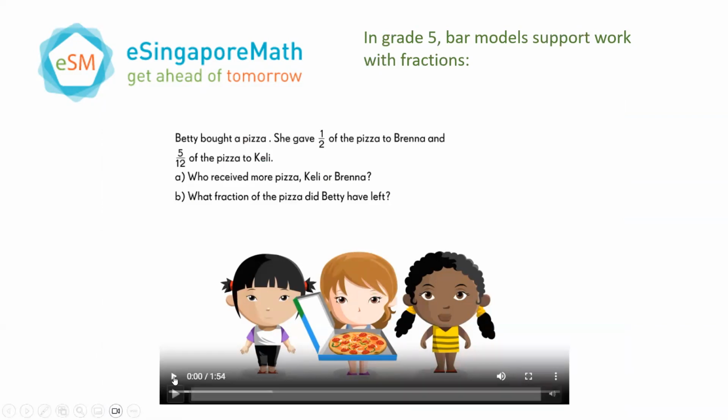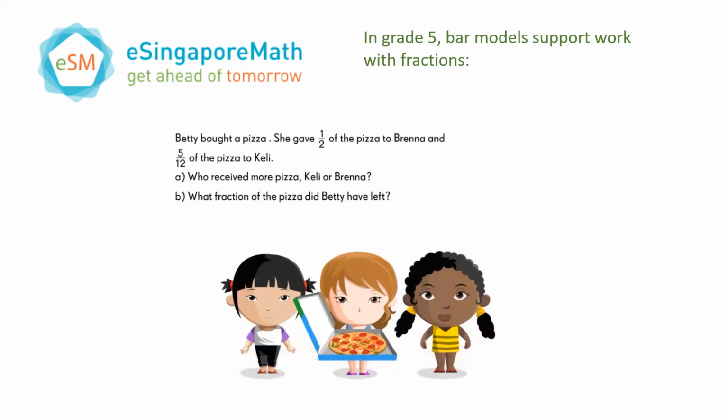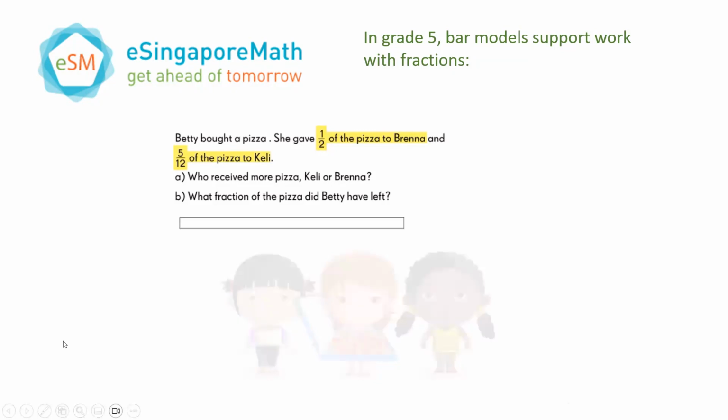So let's take a quick peek at Brenna and her pizza. Betty bought a pizza. She gave one half of the pizza to Brenna and 5/12 of the pizza to Kelly. Who received more pizza, Kelly or Brenna? What fraction of the pizza did Betty have left? Let's draw a bar to represent the pizza. How many equal parts should we divide this bar into?